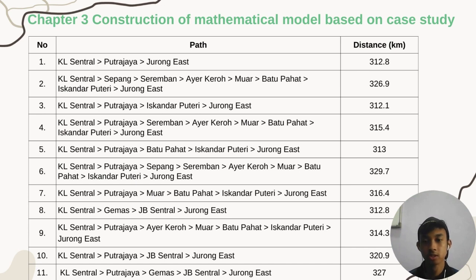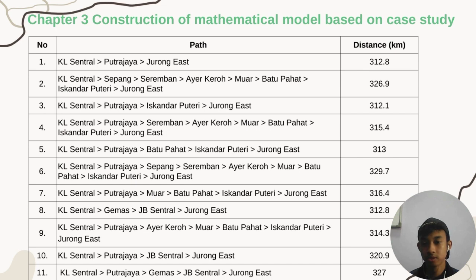The third path is KL Central to Putrajaya to Iskandar Putri to Jurong East. The total distance for the third path is 312.1 km. The fourth path is KL Central to Putrajaya to Seremban to Air Keroh to Muar to Batu Pahat to Iskandar Putri to Jurong East. The total distance for the fourth path is 315.4 km. The fifth path is KL Central to Putrajaya to Batu Pahat to Iskandar Putri to Jurong East. The total distance for the fifth path is 313 km.